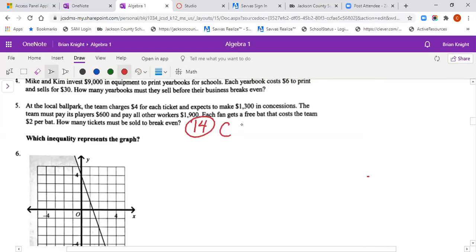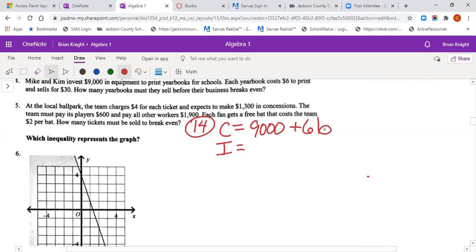All right, so we have our costs and we have our income, and we need the cost and the income to what? Equal. That's how you break even. All your cost has to equal all your income. So how much does it cost? We got $9,000 in equipment. Each yearbook costs $6 to print, so we also have to add to that $9,000 $6 per book. Any other costs?